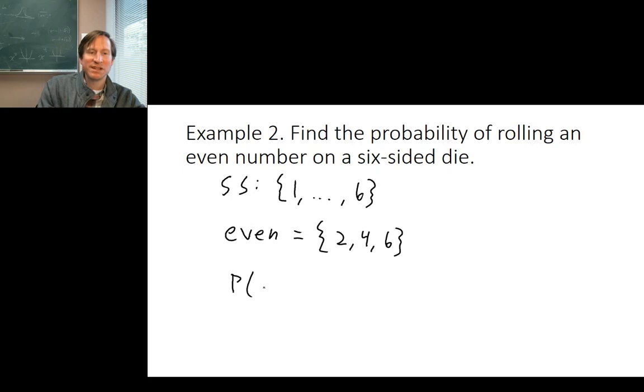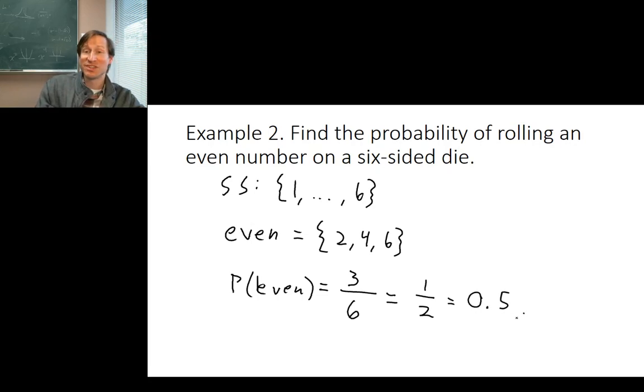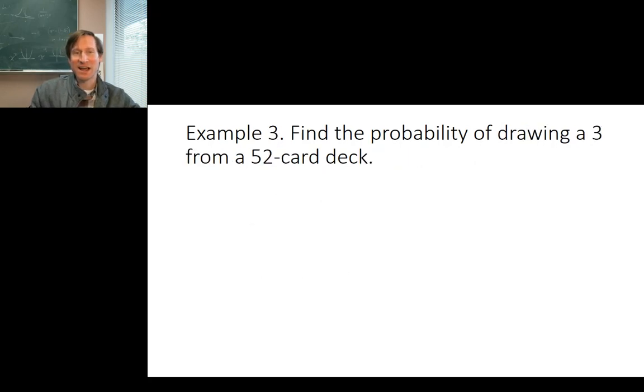And so the probability of getting an even is the number of outcomes in the event, and there are 3 outcomes in this event, divided by the number of outcomes in the sample space. And just like last time, there are 6 outcomes in this sample space. And so the probability of rolling an even number is 1/2, or 0.5 if you like decimals. So there's a 50% chance of rolling an even number. Those are a couple examples with die rolling. Let's look at drawing cards from a deck.